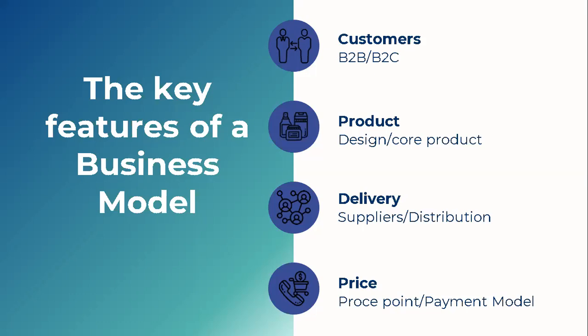The next part that you need to figure out is the delivery. So how do people access the service or product that you produce or that you deliver? Who are your suppliers? How do you distribute this product? Do you do this through door-to-door sales? Do you do this online? Do you have an e-commerce platform? Do you do this in a shop? How do people get hold of your product or your service?